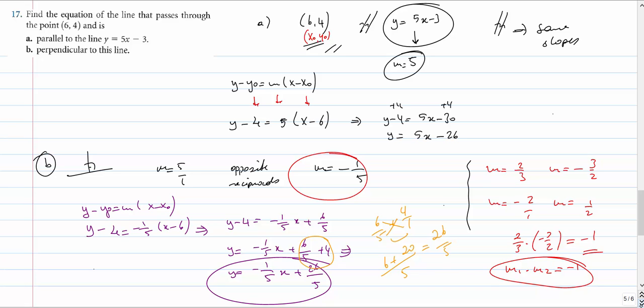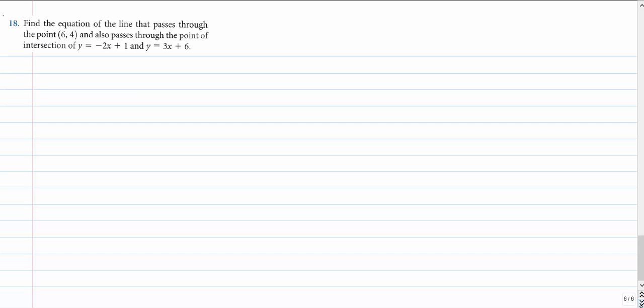And last question, problem 18. Find the equation of the line that passes through the point (6, 4) again, and also passes through the point of intersection of y equals negative 2x plus 1 and y equals 3x plus 6. Intersection of any lines is where they intersect at one point. The way you can find it is you make the two lines equal to each other. You know, when they intersect, the y coordinates are the same, correct? It's the same y coordinate for each line that is common. So then I make the y's equal to each other.